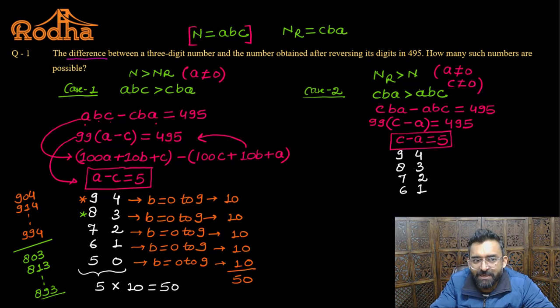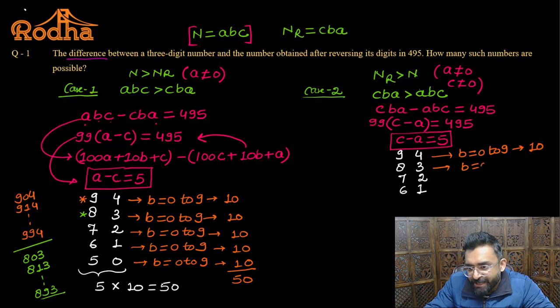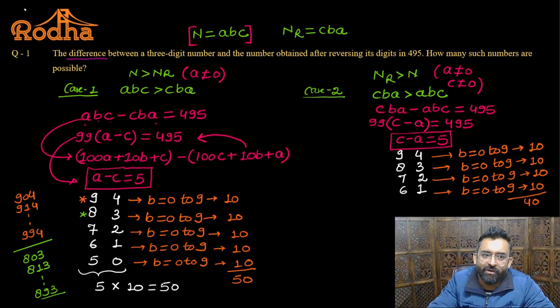Now in this particular situation, if I look at B, B can take any value from 0 to 9. So again 10 possible values for B. In this situation again, B can take any value 0 to 9. So again 10 possible situations. Here we can again take 0 to 9, so 10 possible values for B. So how many such numbers are there? In totality, 40.